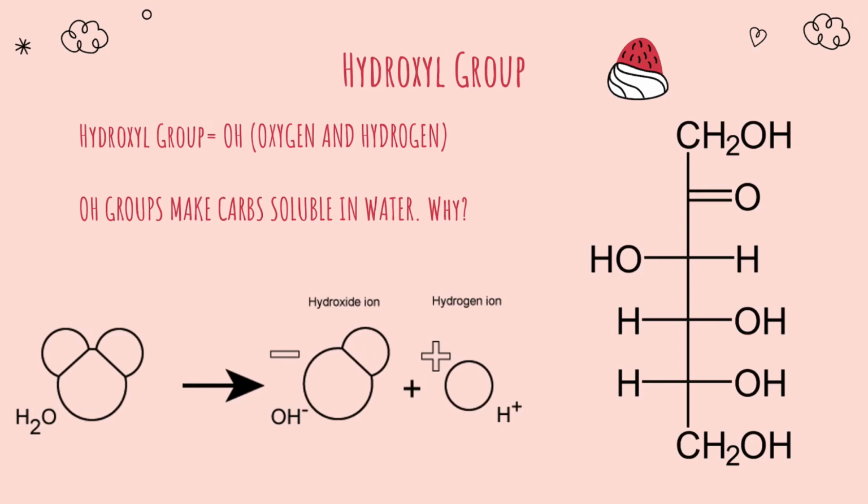Now, as I was talking about in the last slide, hydroxyl groups actually make carbs soluble in water. Hydroxyl groups are just these OH groups that I mentioned. Why is that? Essentially, when we have hydroxyl groups, they are able to make hydrogen bonds with water, which is a good thing. So when you have a glass of water and you have sugar, we all know that the sugar dissolves in water.